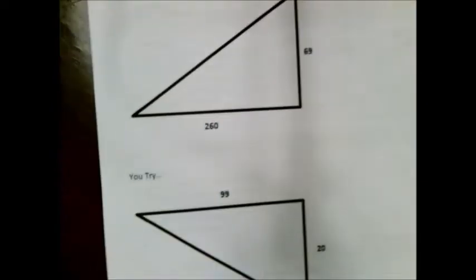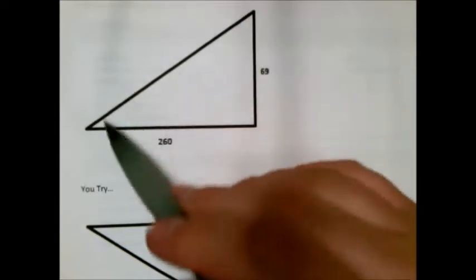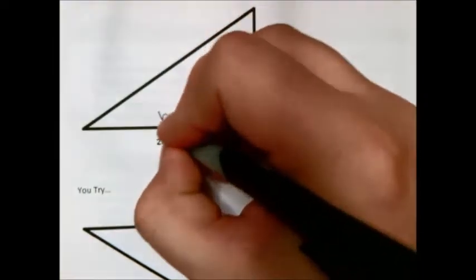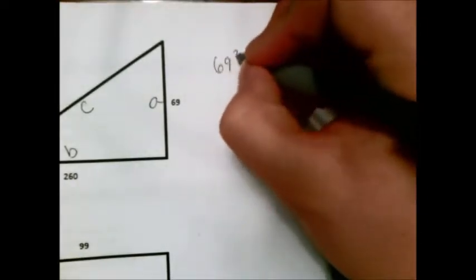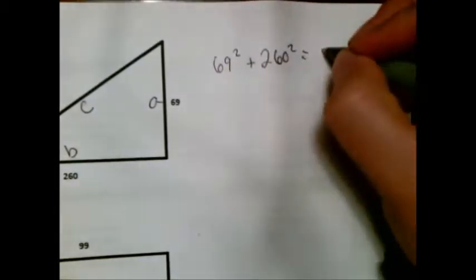Okay, moving on. Alright, so last but not least, now we're missing the hypotenuse. This diagonal right here is no longer there. So we know our B, A, but we don't know our C. That's why we're going to go over here. We're going to label. So we've got 69 squared plus 260 squared equals C squared.